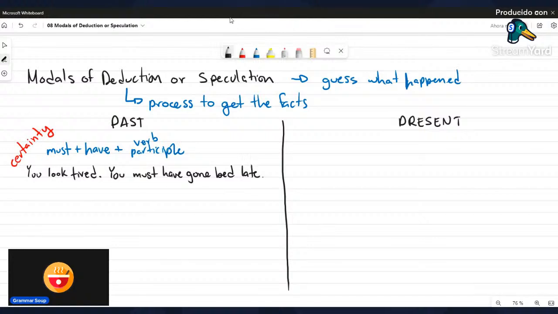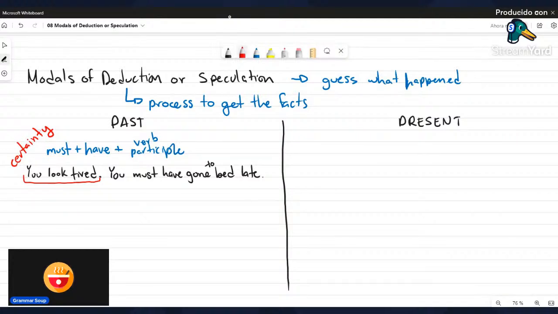Yes. So as you can see here, you are making a deduction, right? Because the evidence you have here is that you look tired, like how the person looks. And that's why you make a deduction. So you must have gone to bed late. I'm sorry, I'm missing here the little preposition. Must have gone to bed late.